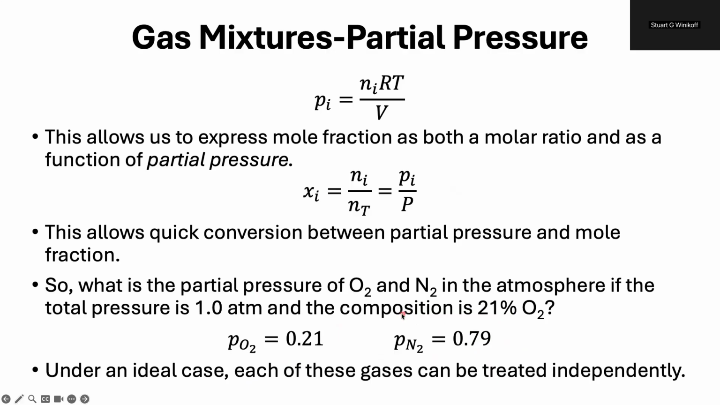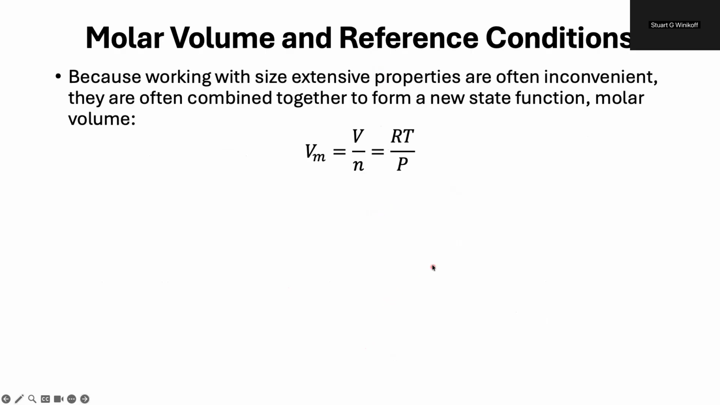Now, one of the things we start running into is that you'll notice it's going to become quite burdensome to constantly be dealing with the moles of substance and the volume. Because again, these size extensive properties aren't going to be terribly useful if I'm trying to look at the atmosphere. So instead, when looking at gases, we often use a different kind of state variable called the molar volume. So the molar volume is just going to be the volume of the gas over the moles of the gas.